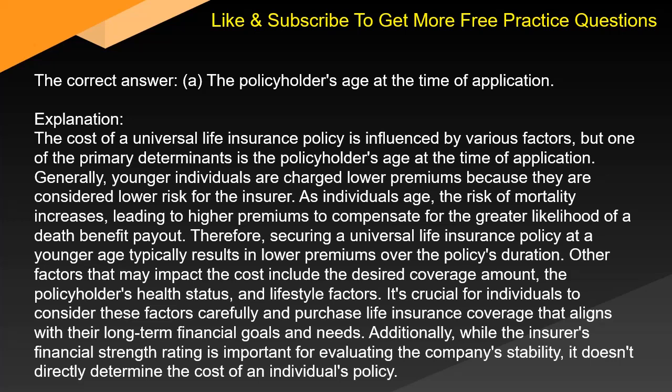Explanation: The cost of a universal life insurance policy is influenced by various factors, but one of the primary determinants is the policyholder's age at the time of application. Generally, younger individuals are charged lower premiums because they are considered lower risk for the insurer. As individuals age, the risk of mortality increases, leading to higher premiums to compensate for the greater likelihood of a death benefit payout.